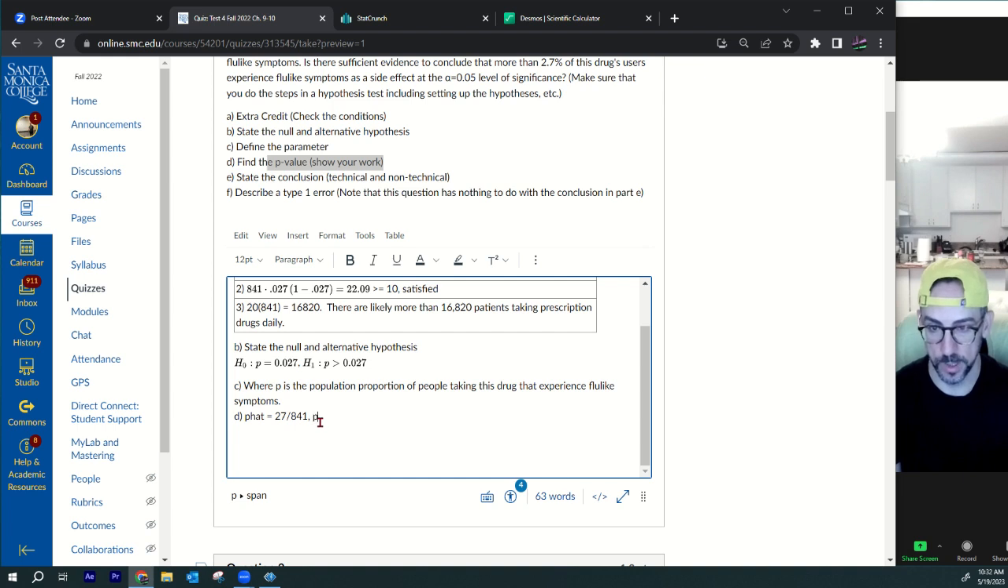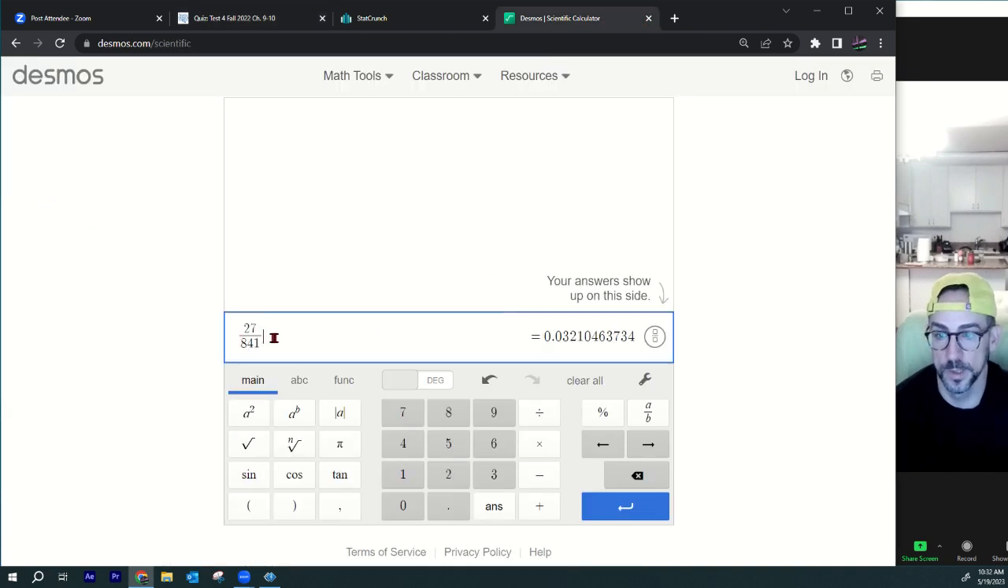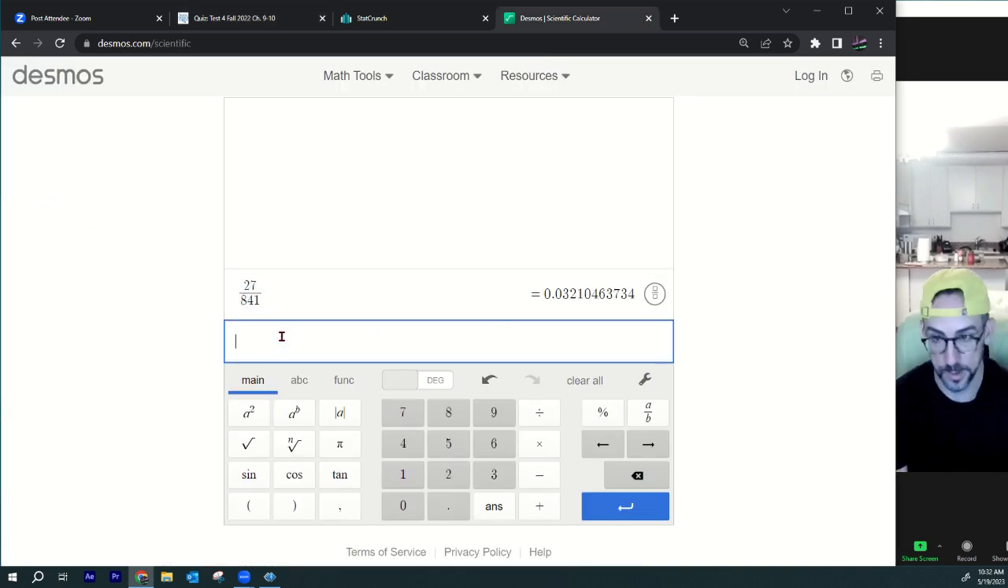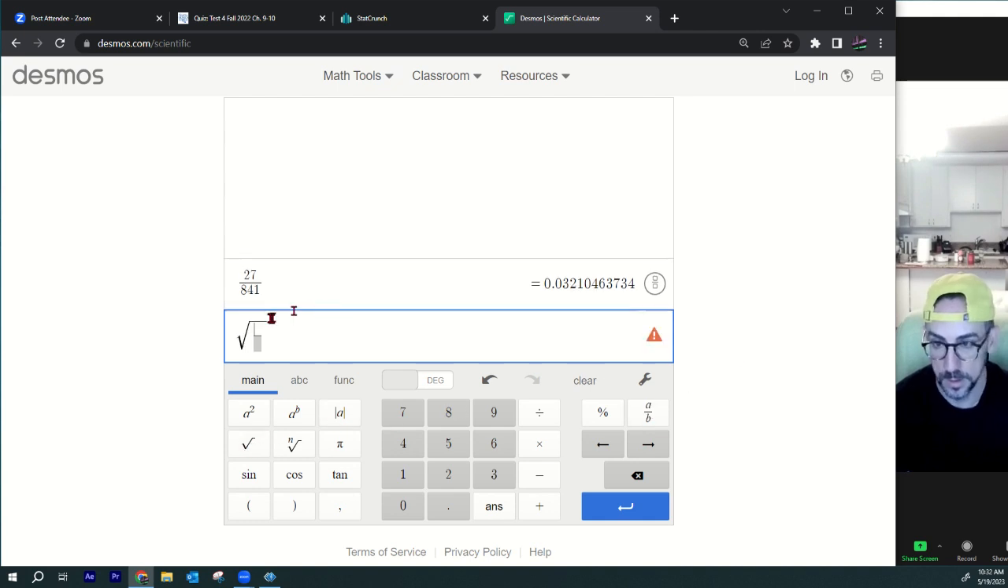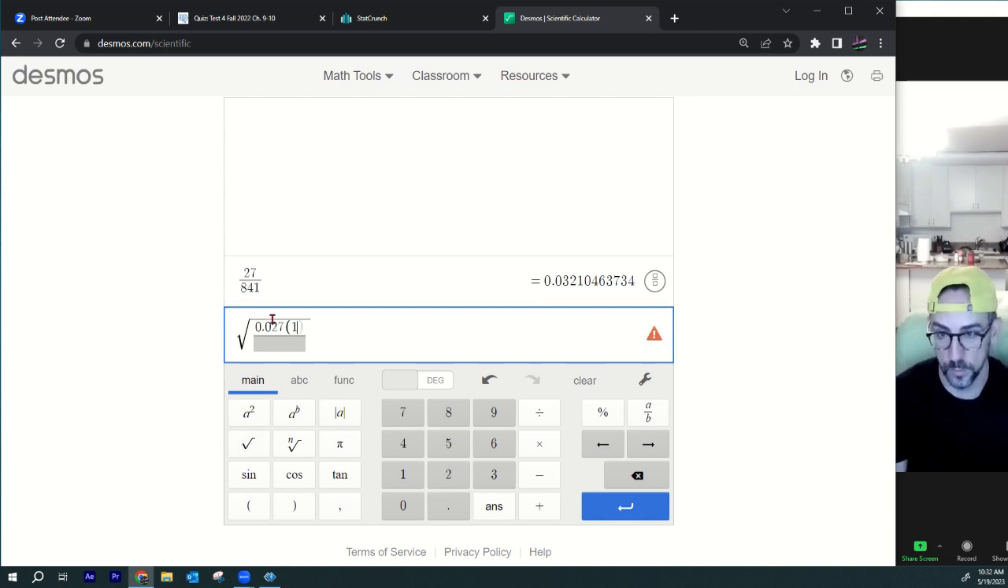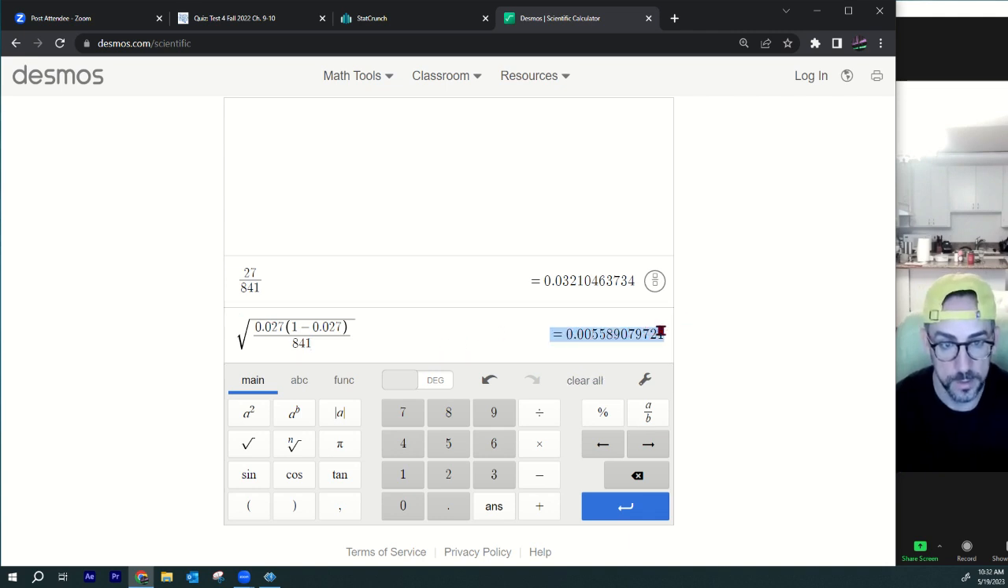If I want to be organized with my work, I could say p0 equals, notice I'm not being fancy there. If you want to be fancy, put a subscript of 0. But I'm going to put 0.027. And I think that's all I need, right? For my p-value, the p-naught, oh, standard error. That's right. Standard error stuff. Okay, so standard error, I'm going to do this. Oh yeah, here we go. It's like this, square root fraction 0.027 times 1 minus 0.027 over, was it 841, I think. There's my standard error. Great.